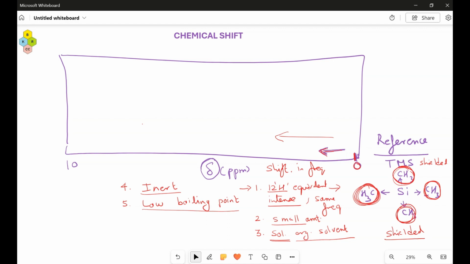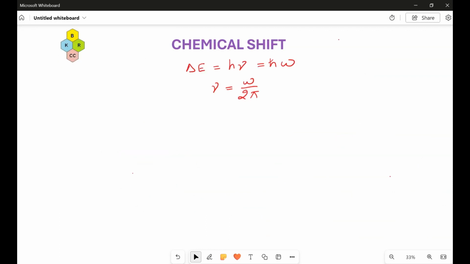This shift from the reference towards the de-shielding zone because of the chemical environment is known as chemical shift. Chemical shift means the shift in the delta value or the resonating frequency of a proton based on the chemical environment, not an ordinary shift. And now this chemical shift, how do we calculate? The difference in energy is equal to h nu, which is equal to h bar omega.